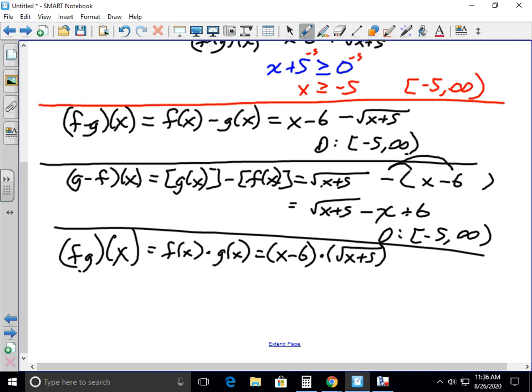We could distribute that out if we wanted to, but that is fine. The only thing that we can't do is that can't be negative. So again, our domain, negative 5 to infinity. As long as that gives us positive or 0, then we can do this.